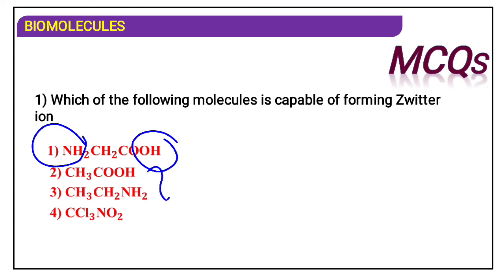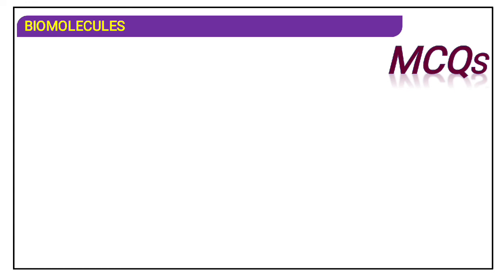These are the second, third, and fourth options. In these three options, there is no amino acid. These do not belong to the amino acids. Only the first one is an amino acid. That's why it forms a zwitterion. So option A is correct.